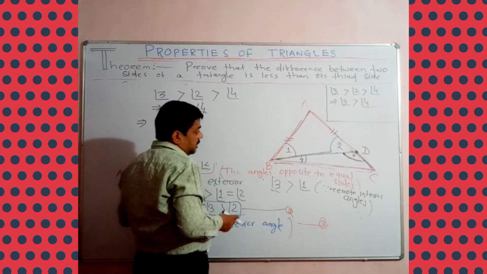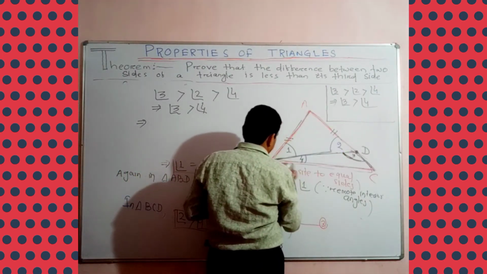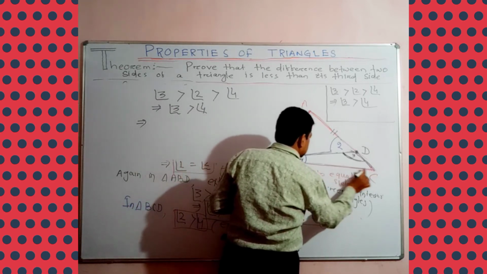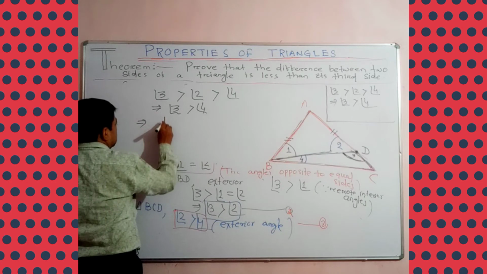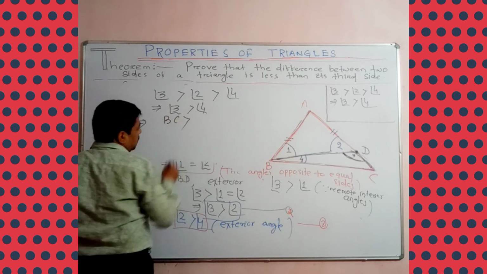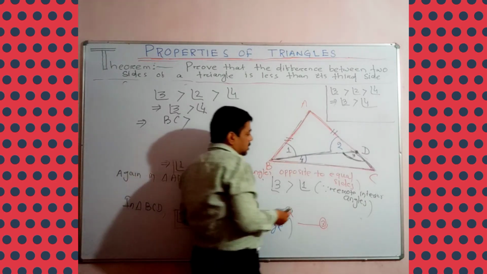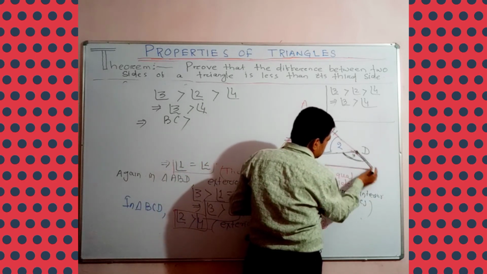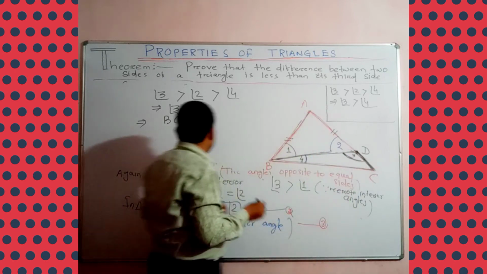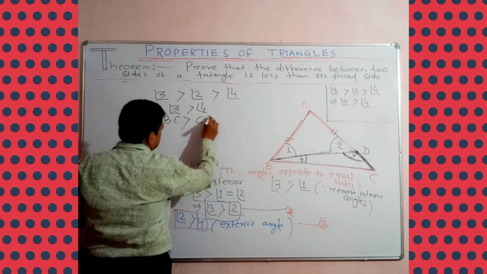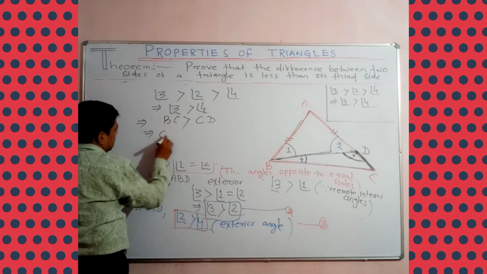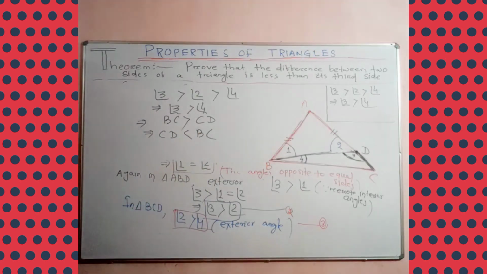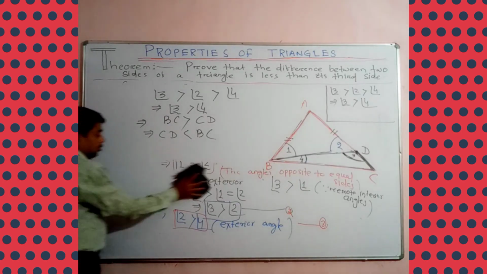So which is the opposite side to angle 3? Clearly the side is BC. Which is the opposite side to angle 4? Clearly the CD side. So that implies CD is less than BC. Can I write? Yes. Okay.